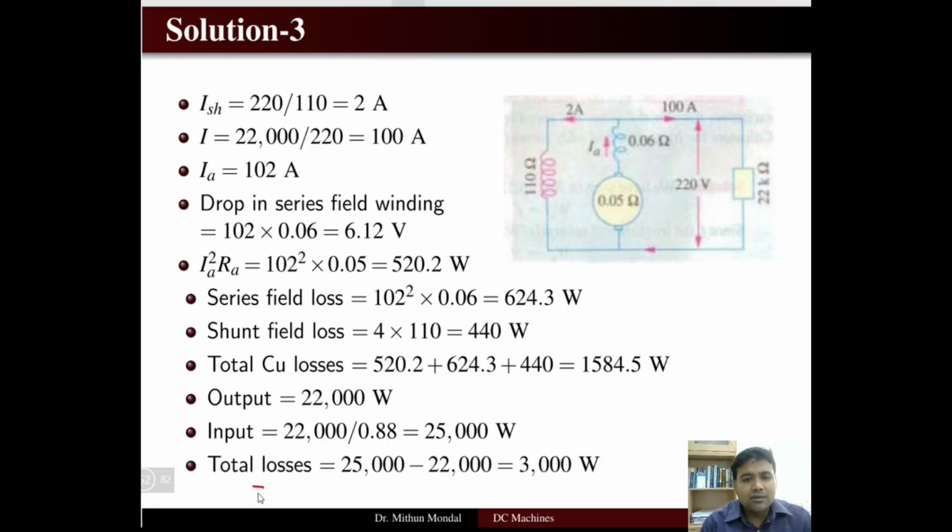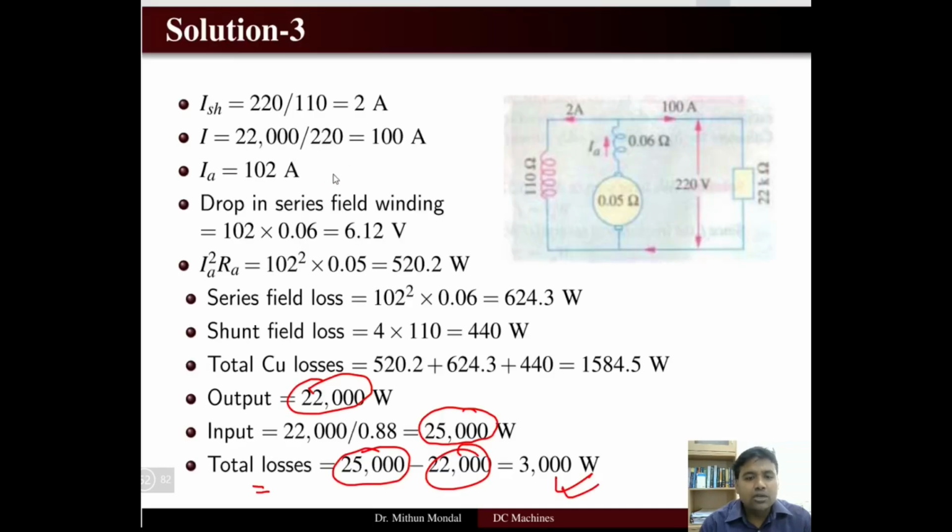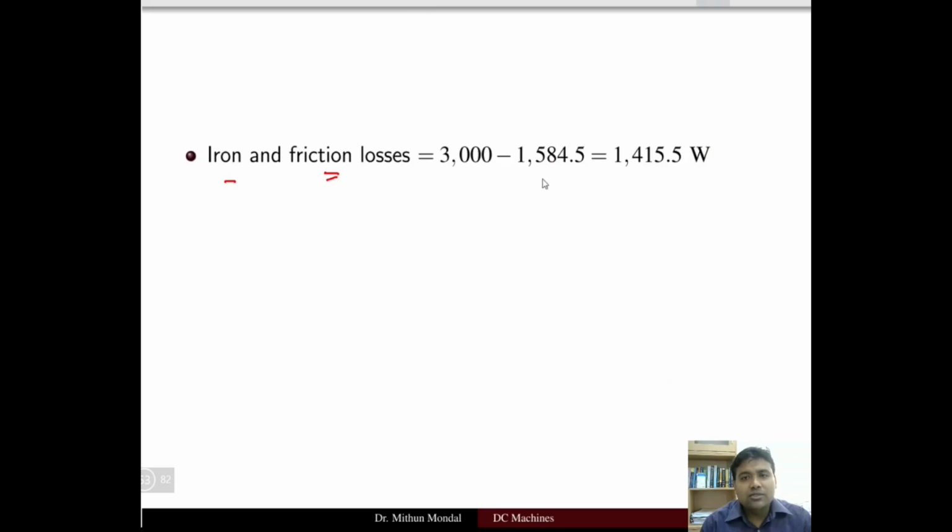So total losses in the machine now will be the input power, that is 25,000, minus the output power, that is 22,000. So you'll be getting 3,000 watt as the total losses in the machine. It has been asked in the question what the iron and the friction losses are. So iron and friction losses you can compute from the knowledge of the total losses, that is 3000 watt, and the knowledge of the total copper loss. So total copper loss is 1584.5. You subtract the total copper loss from the total loss, then you will get the iron and friction losses. So it is 1415.5 watt.